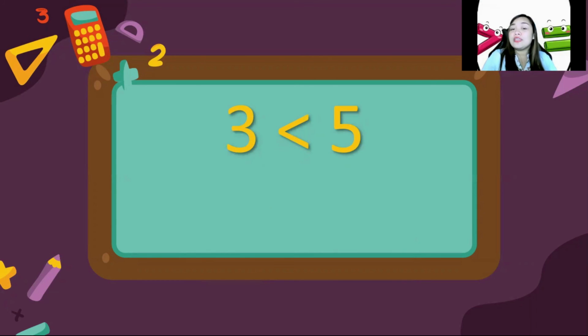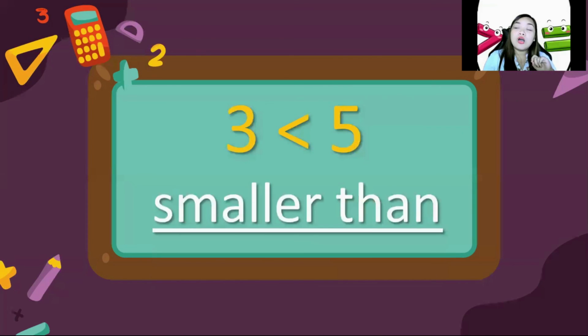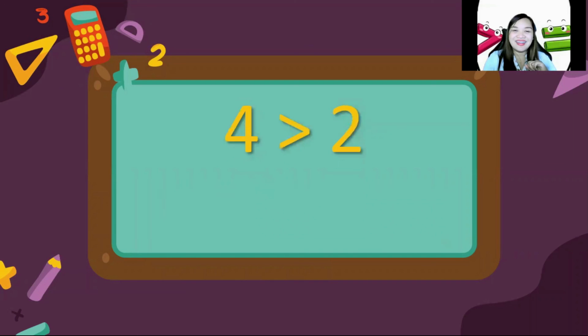The closed end is facing number 3, and number 3 is smaller. Just always remember, look at the first number that you see, whether it is less or greater than the other number. So 3 is smaller than 5. So the answer is smaller than. Next one. Oh, it's number 4, number 2.